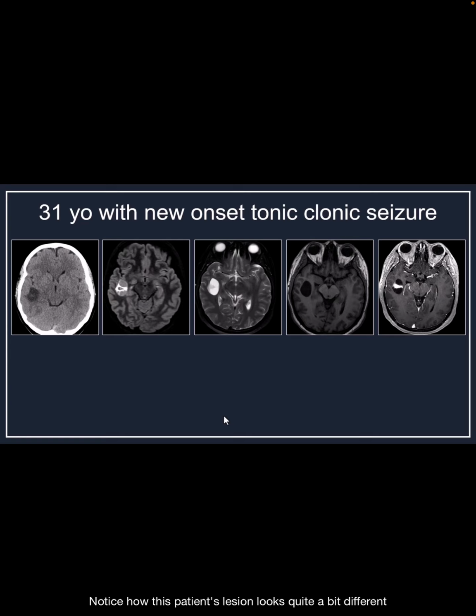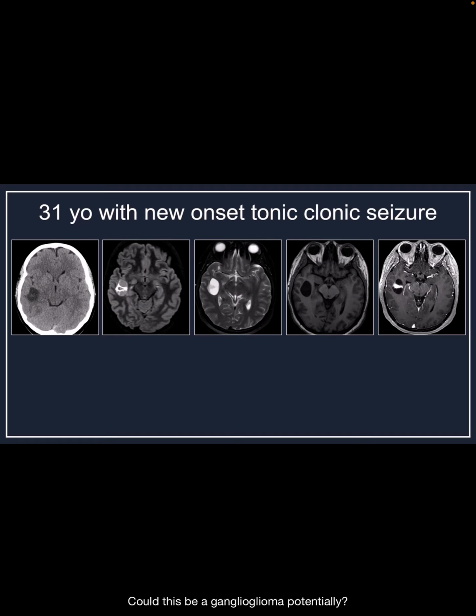Notice how this patient's lesion looks quite a bit different than the first two cases. We can see here that this patient's lesion is well circumscribed, and there's not really much in the way of mass effect or vasogenic edema. There is enhancement, though, on our post-contrast image, and there's some parts of the tumor that are not enhancing. So based on this well-circumscribed appearance of this tumor, it kind of looks like a cyst with an enhancing nodule. We're going to be thinking about one of the well-circumscribed tumors, and with a cyst with an enhancing nodule, you're going to be favoring a diagnosis of a pilocytic astrocytoma.